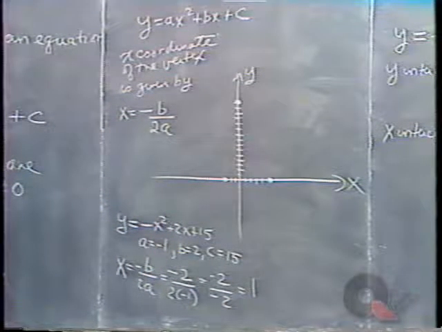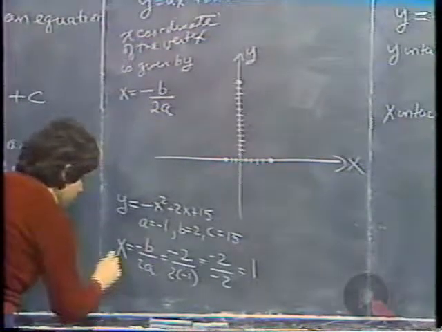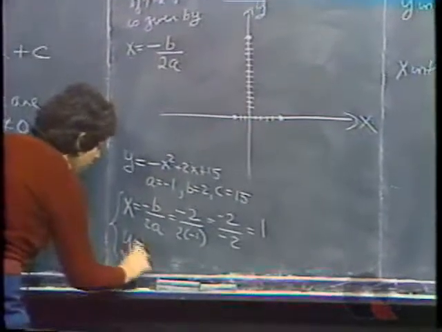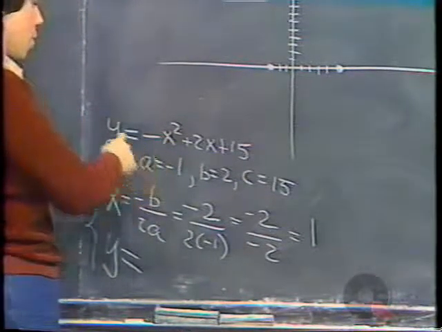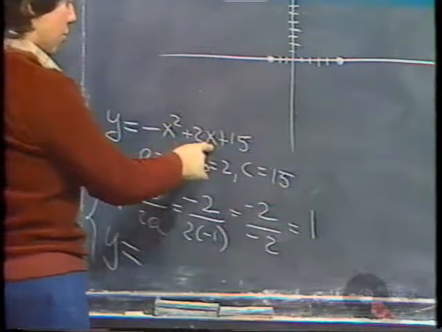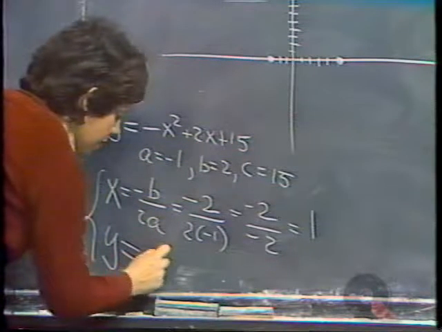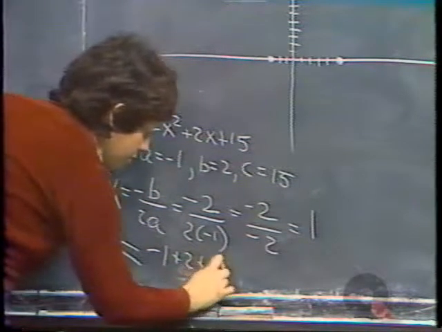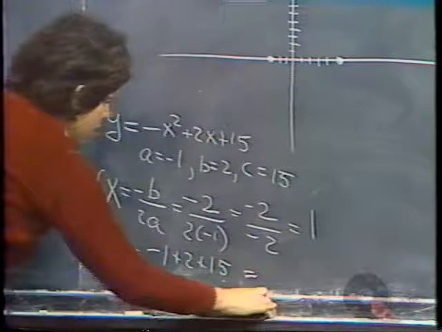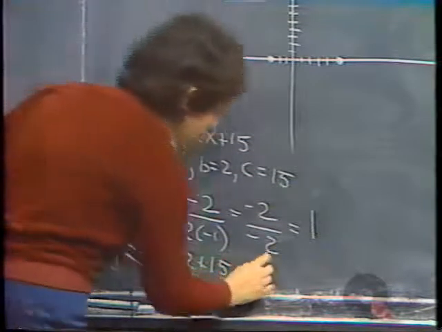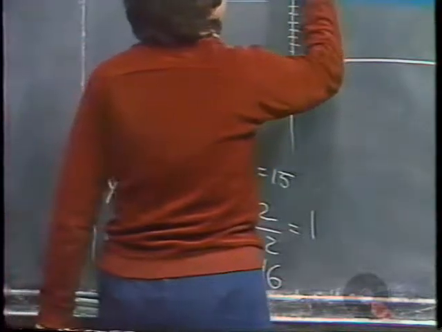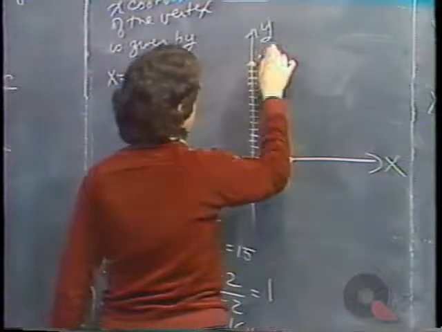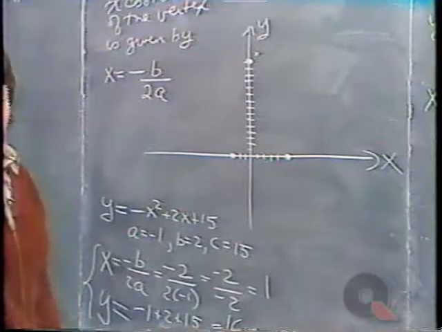And if x equals 1, you can figure out the y value that goes with that. If x equals 1, substituting into the original equation, you get y equals minus 1 plus 2 plus 15, or 17 minus 1, y equals 16. So we now know that (1, 16) is a point on the parabola, and furthermore, it is the turning point, in this case, the highest point on the parabola.